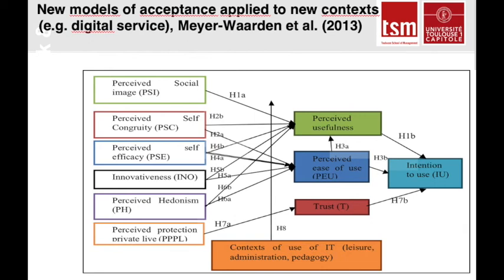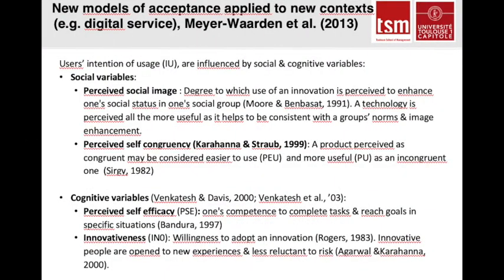In this model, we add perceived self-congruity, perceived self-efficacy, innovativeness, and social image to the traditional TAM model. So users' intention of usage are influenced by social and cognitive variables. Namely perceived social image, which is the degree to which the use of an innovation is perceived to enhance one's social status in one social group. Technology is perceived all the more useful as it helps to be consistent with the group's norms, image enhancement.